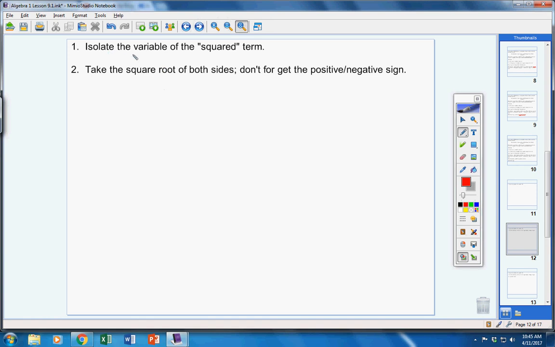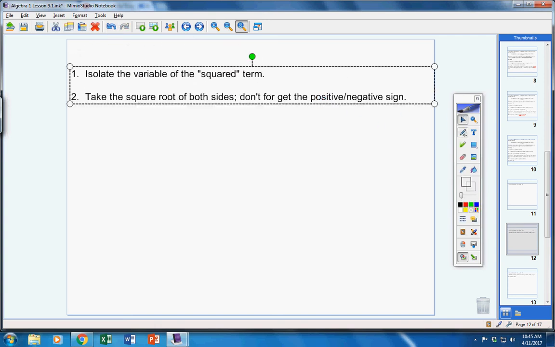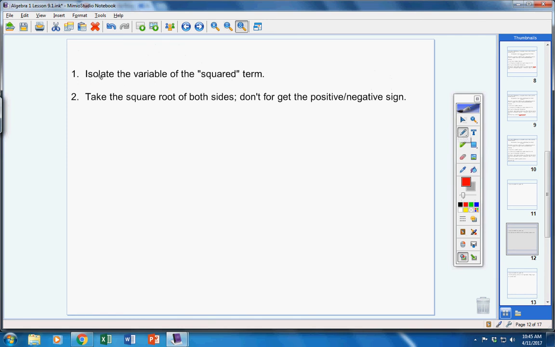Step 1, isolate the variable of the square term. Actually, you know what, guys? I probably should have put another step in here first, and I apologize. That's my fault. So we're going to call this step 1. Always simplify both sides first. That's very poor teaching on my part. Simplify both sides of the equation first. That's very important.